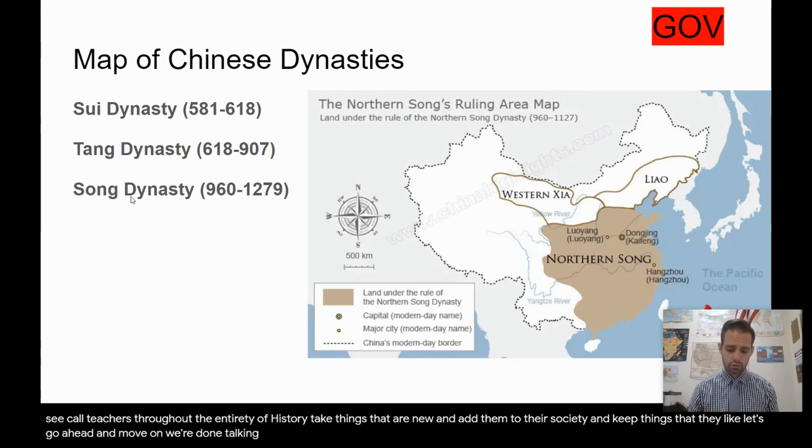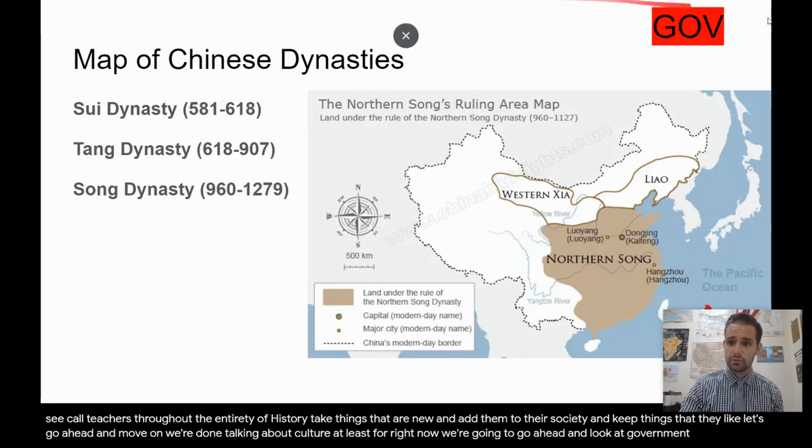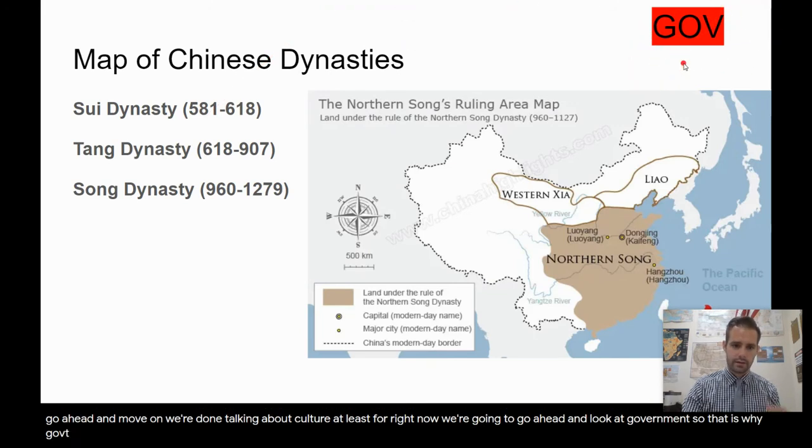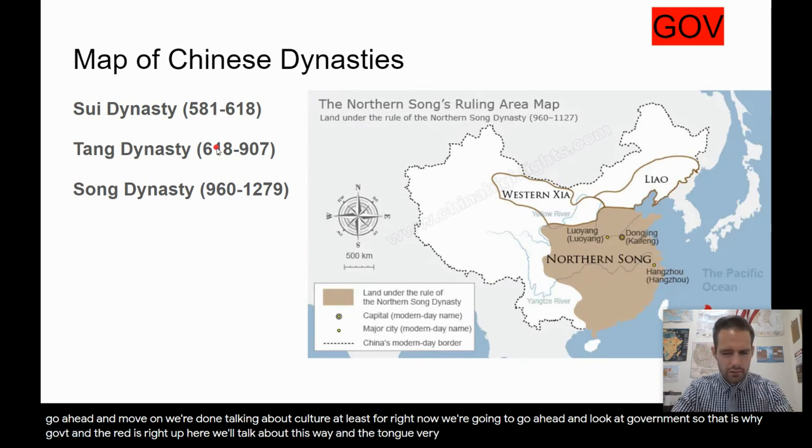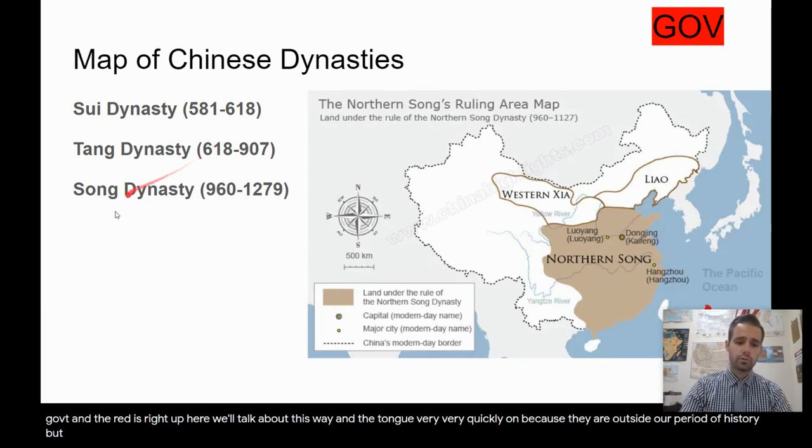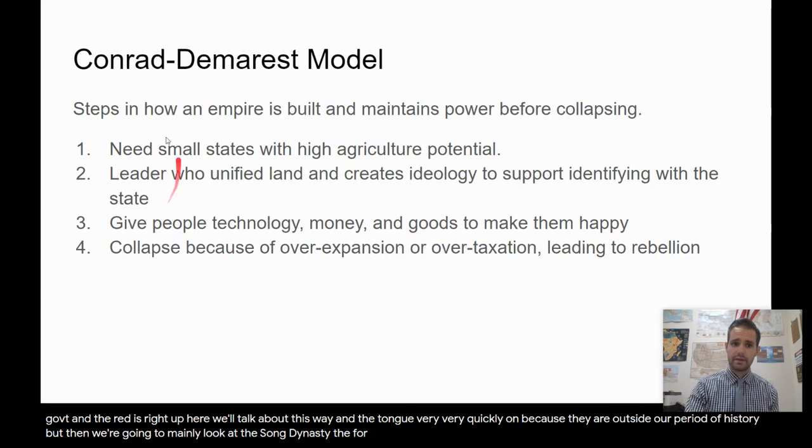We're done talking about culture, at least for right now. We're going to go ahead and look at government. So that is why GOV in the red is right up here. We'll talk about the Sui and the Tang very, very quickly because they are outside our period of history. But then we're going to mainly look at the Song Dynasty. Before we do that, there's something I need to bring up, and that is the Conrad Demarest model.